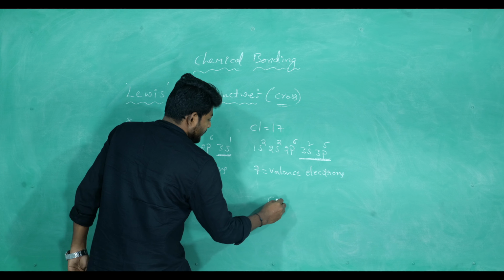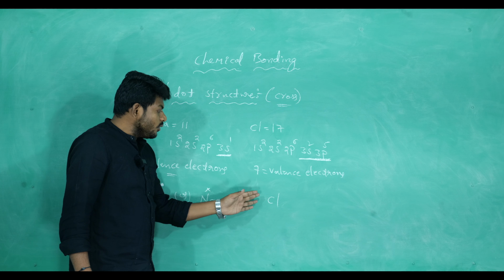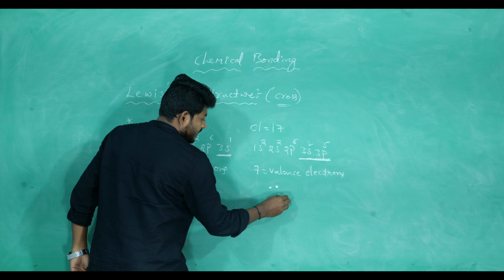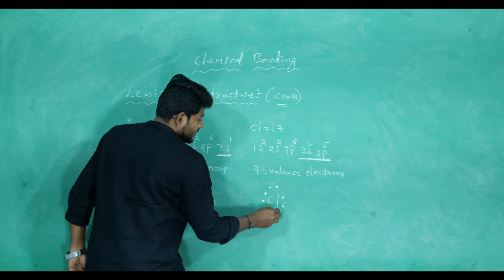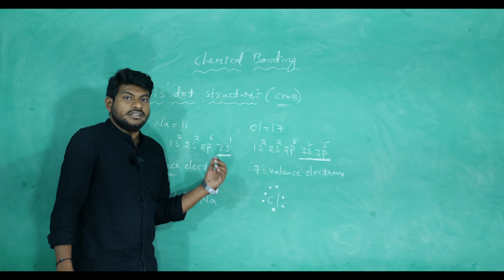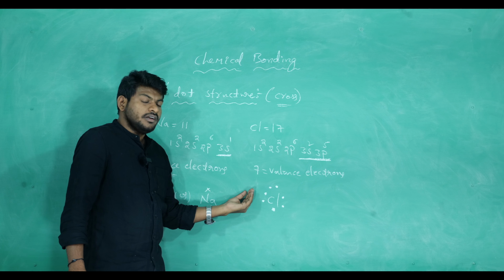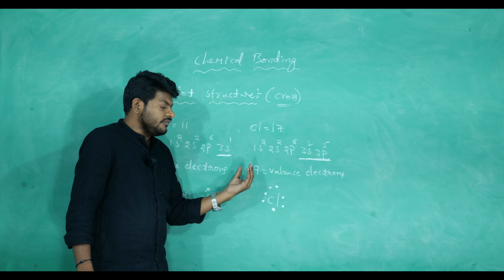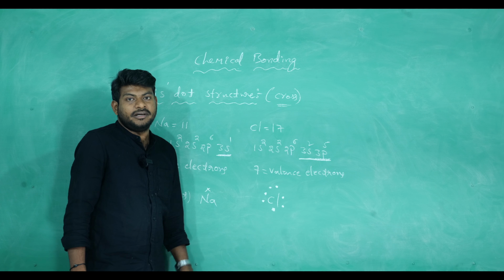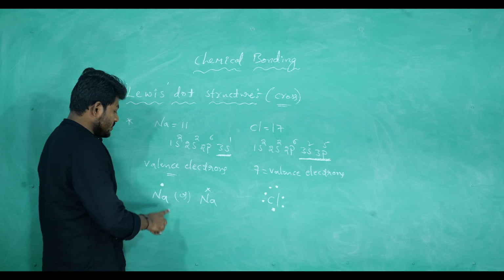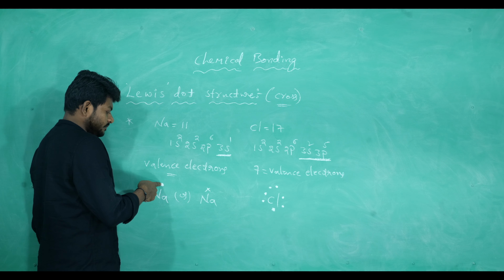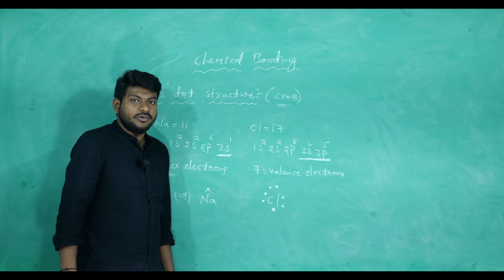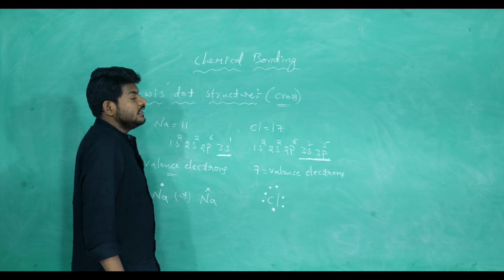So we have to present 7 dots on this element: 1, 2, 3, 4, 5, 6, 7. This is how the Lewis dots are presented on the element, and we can place them anywhere around it. For example, sodium contains only one electron, so I represent this dot here. You can write it in any place, but it must be on the element. That is the Lewis dot structure.